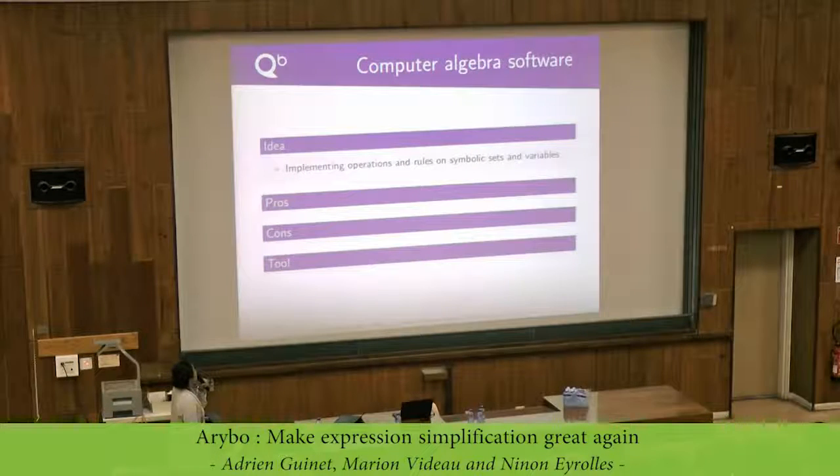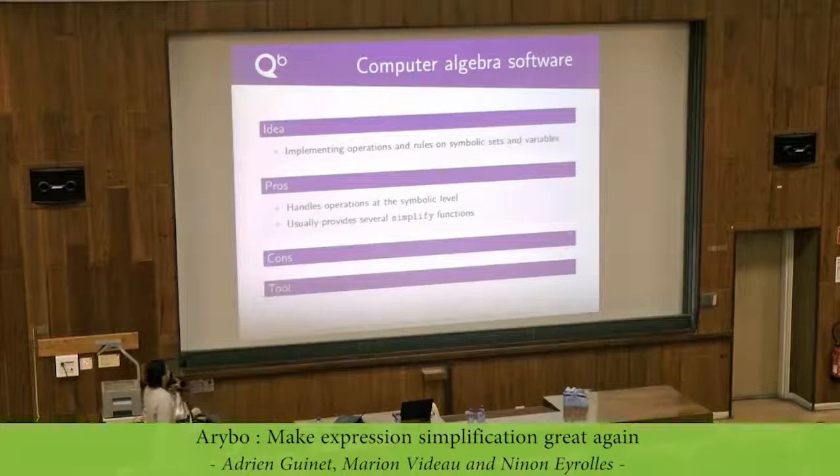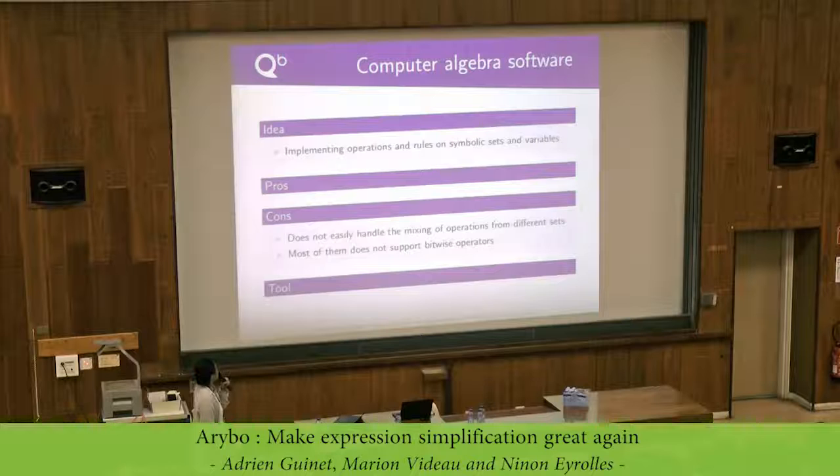And these systems are implementing operations and rules on symbolic sets and variables. So this might work. It handles operations at the symbolic level, and it usually provides several simplification functions. Maybe you remember in your early years trying to simplify polynomials, for example, or trying to simplify derivative functions, etc. The problem is that they usually do not easily handle the mixing of operations from different sets.